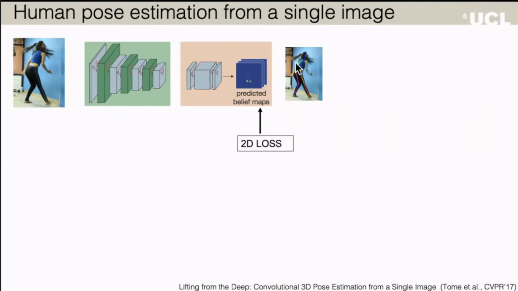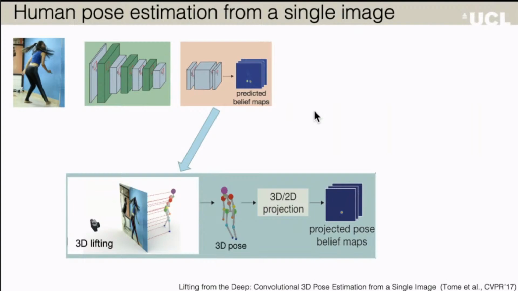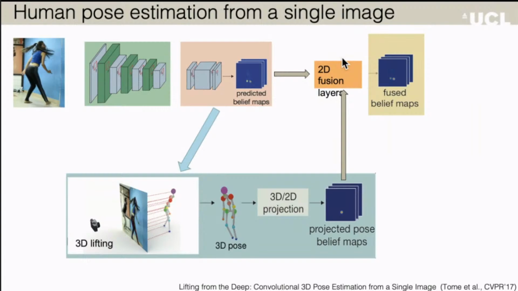But on top of that, because we have this 3D lifting method that's differentiable, using the pre-learned model that I showed you before, we can lift these poses into 3D. We can then project them back onto 2D. And we can fuse these observations, and now we can actually apply the loss here.